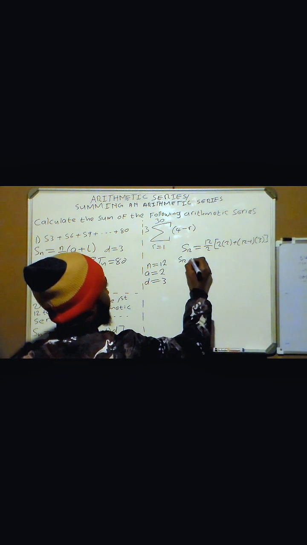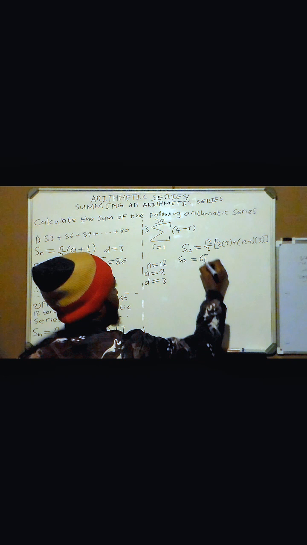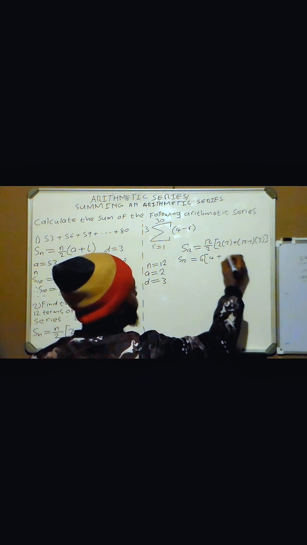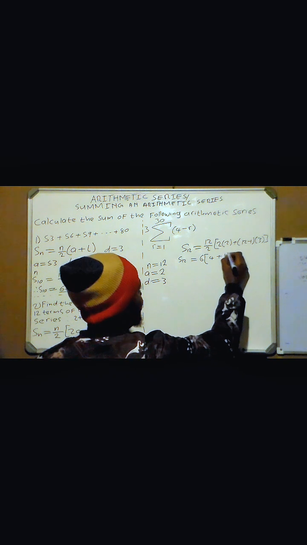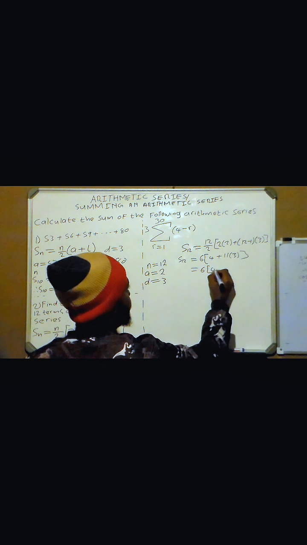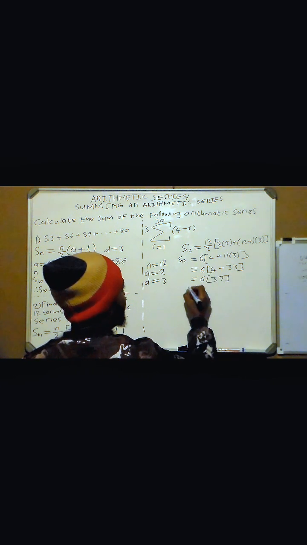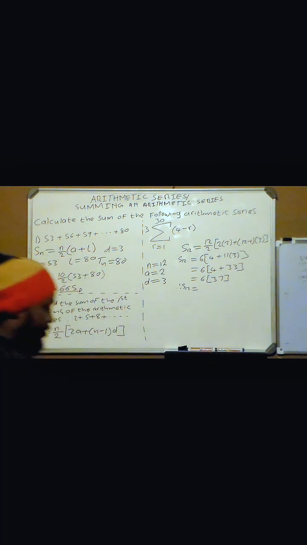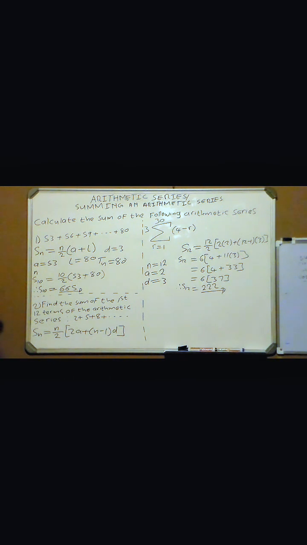So we have S12 equals 6 multiplied by 4 plus 11 multiplied by 3. So this is equal to 6 multiplied by 4 plus 33, which equals 37, right? Therefore S12 is equal to 6 multiplied by 37. I get 222. So this will be 222. So this is the sum of the first 12 terms of the given series.